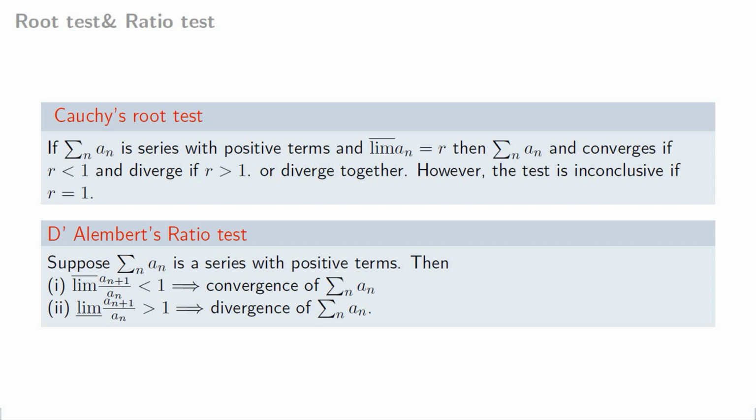Next we shall discuss D'Alembert's ratio test. Suppose summation a_n is a series with positive terms, then limit superior of a_(n+1) divided by a_n less than 1 implies convergence of summation a_n, and limit inferior of a_(n+1) divided by a_n greater than 1 implies divergence of summation a_n.